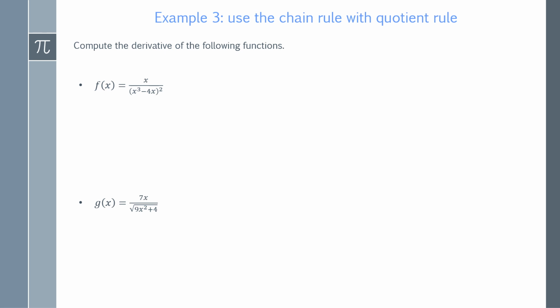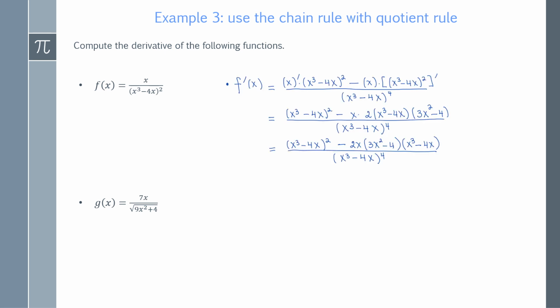We would like to compute the derivative of this function f. All right, so the first step that I'm doing is applying the quotient rule. Let me abbreviate it as QR. Okay, so that would be x prime times (x cubed minus 4x) squared, and then minus x times ((x cubed minus 4x) squared) prime. Okay, and then we square the denominator, so that's where (x cubed minus 4x) to the fourth comes from. So that's just me applying the quotient rule.